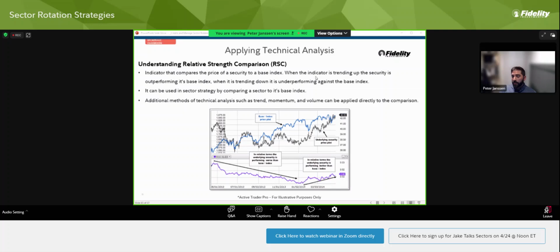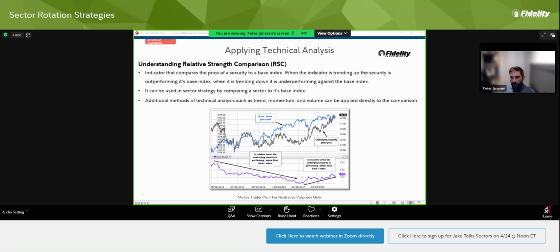Now, in simple terms, as we're seeing here, we've got a bit of a downward slope or a bit of an upward slope. When the indicator itself is trending up here on this example, the security is outperforming that base index, and then vice versa. So what does that mean? Why do we say that? Well, it goes back to what Jake had introduced earlier. Here, when you notice that they're tracking pretty well, are they one going up, one going down?